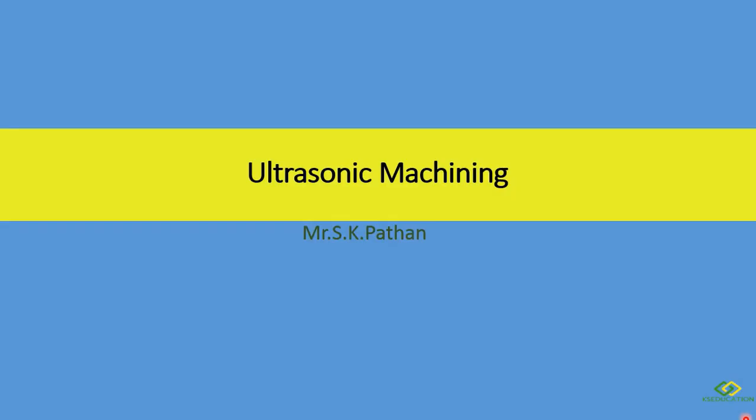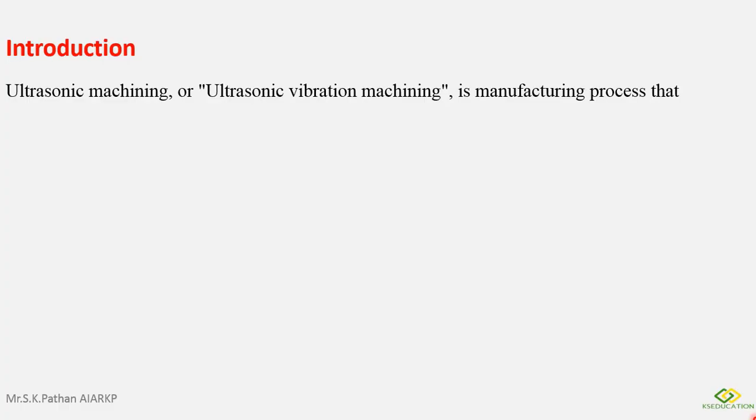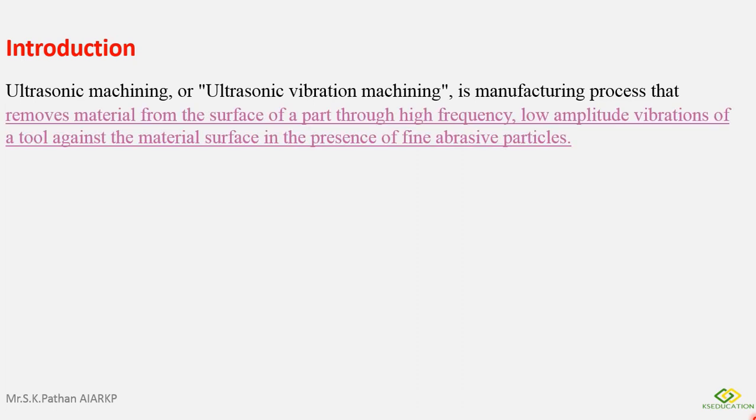Ultrasonic machining. This machine comes under the classification of mechanical. Ultrasonic machining or ultrasonic vibration machining is a manufacturing process that removes the material from the surfaces of a part through high frequency, low amplitude vibrations of a tool against the material surface in the presence of fine abrasive particles.